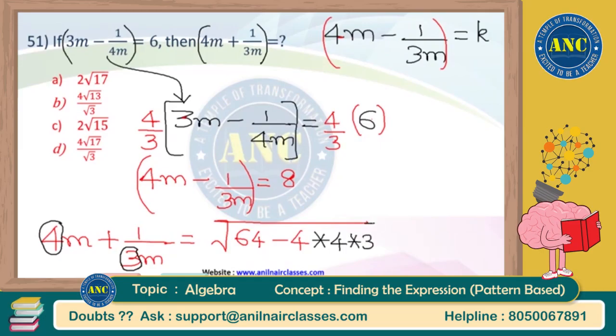That means the answer is plus or minus square root of, sorry, the coefficient of 1 by m is not 3, sir. I made a mistake here. The coefficient of 1 by m is 1 by 3, right? So this will finally reduce to plus or minus square root of 64 minus 16 divided by 3.